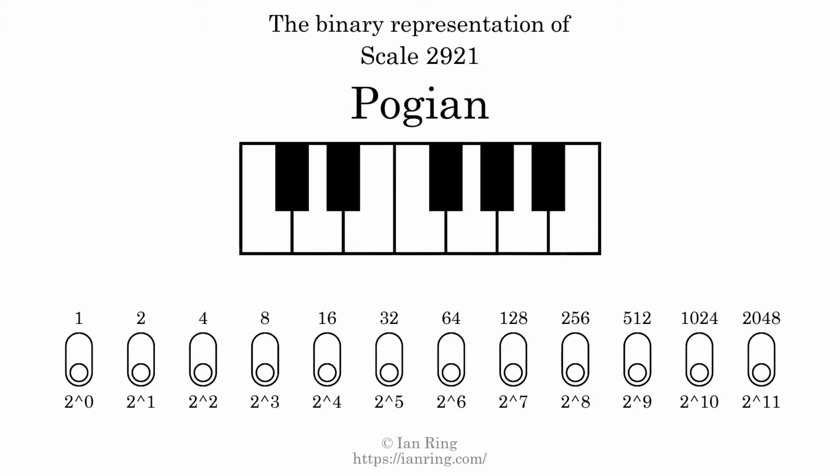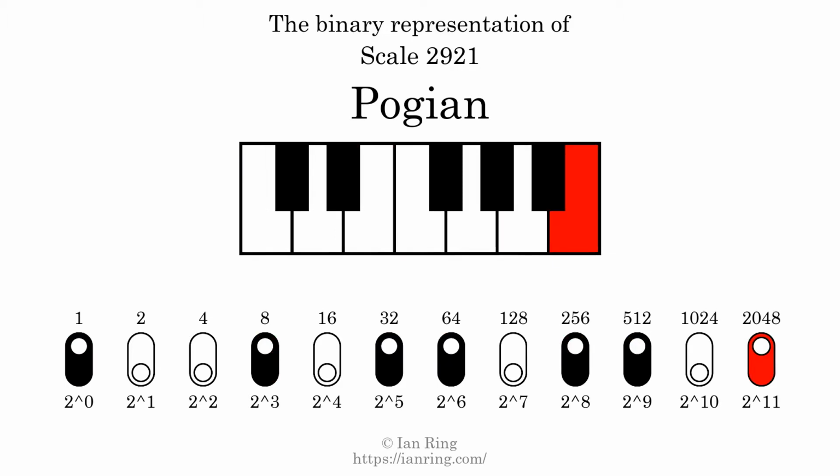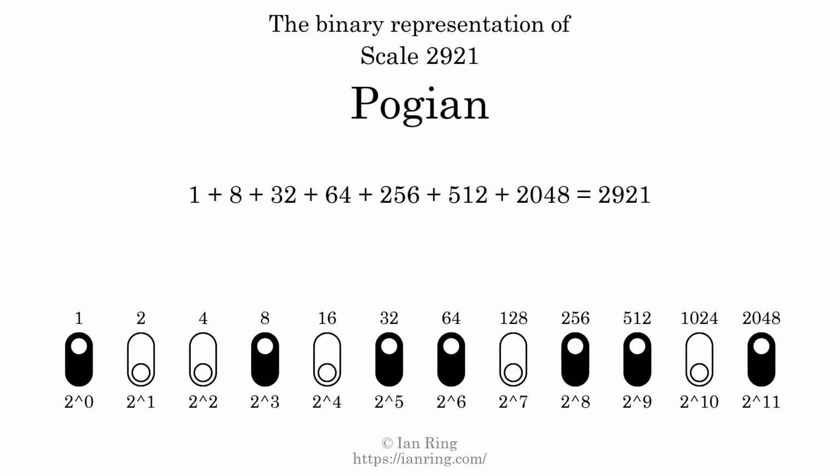The binary representation of this scale is determined by mapping tones of the scale to binary digits. Each binary digit represents a power of 2. To get the scale number, we add the powers of 2 together. The powers of 2 that are present in the scale, all added together, equals 2921. That is why the scale number, in decimal, is 2921.